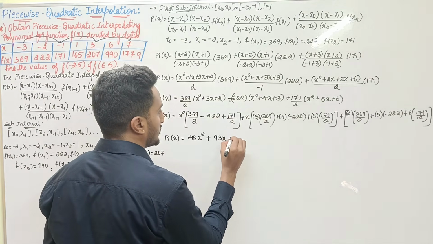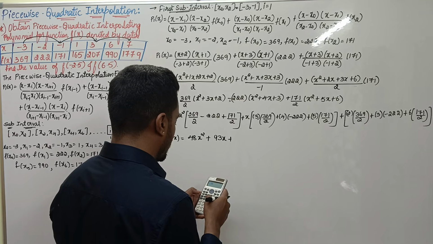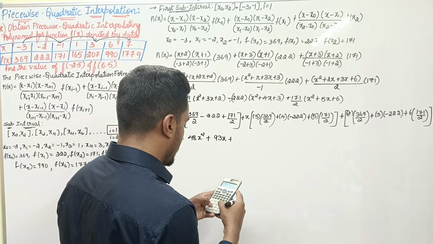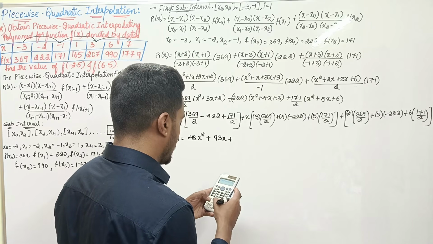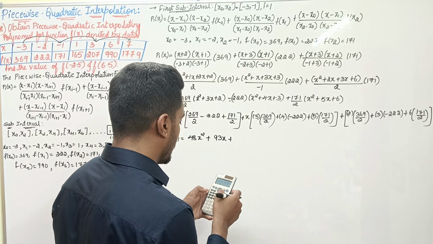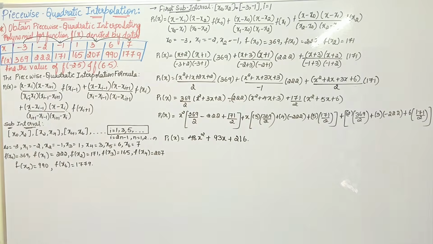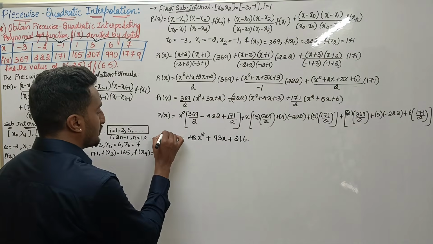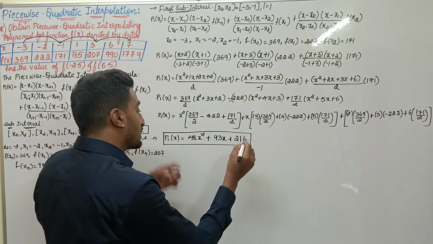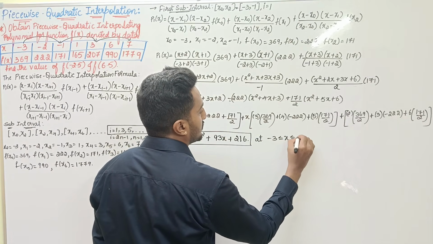93x. The last plus or minus, let us see, that is 2 into 369 divided by 2. Next, plus 3 into minus 322 plus 6 into 171 divided by 2. Close the bracket, you get 216. This is the required solution of the first piecewise quadratic interpolation equation at the interval minus 3 less than or equal to x less than or equal to minus 1.